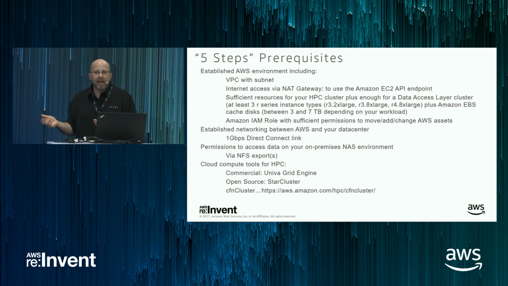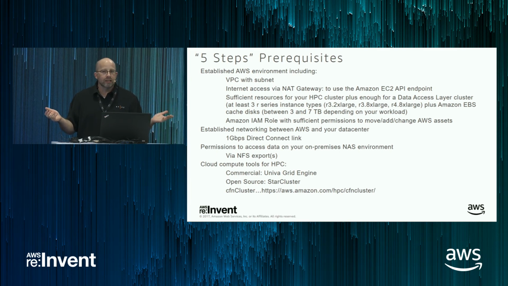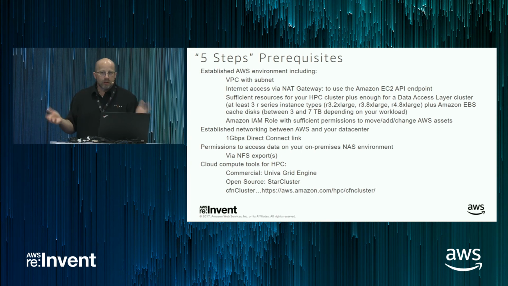And then ultimately, I need to make sure that I have sufficient resources for my HPC cluster, plus my data access layer, which means I need to respect the quota mechanism. I'm sure all of you are intimately aware of working with quotas. So I need to make sure that I have all of the right instances, enough storage space, enough disk space to realize this. I need to make sure that I have a networking component. A 1 gigabit per second link is what we typically recommend, although you can probably go a little bit lower than that depending on the job that you're running.